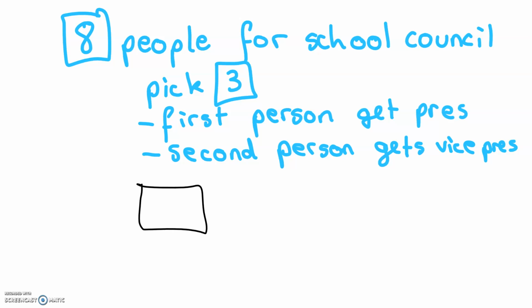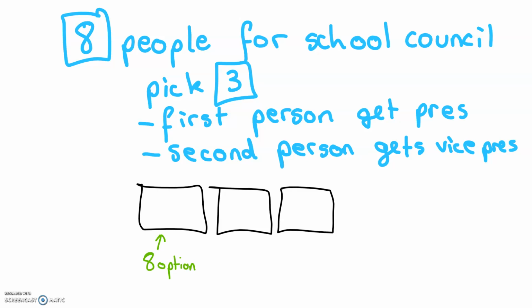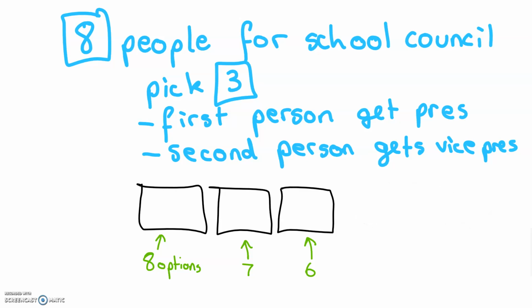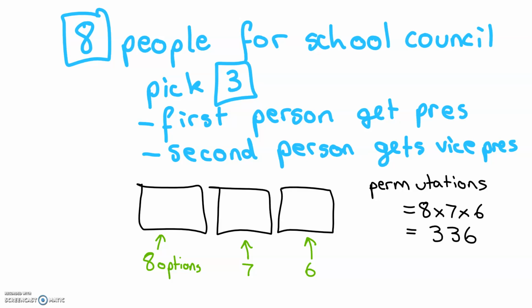So let's draw our boxes again, but this time it's going to be a little bit different because in this first box, we have 8 options. In the second box, we have 7 options, and in the third position, we have 6 options. So you'll notice that the total number of outcomes this time is not going to be 8 factorial because we're not filling the rest of those boxes. We're only picking 3 people out of 8. So our permutations, or our number of options, would just be 8 times 7 times 6. And there wouldn't be the other numbers because we're only picking the first 3. So that would give us 336 possible school councils if we pick 3 out of 8.